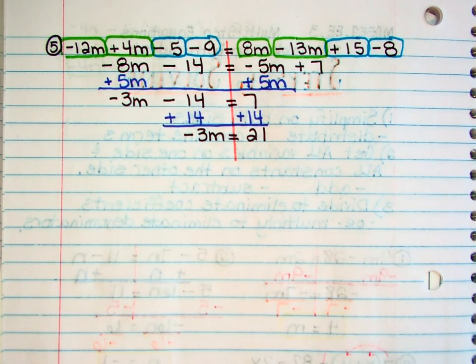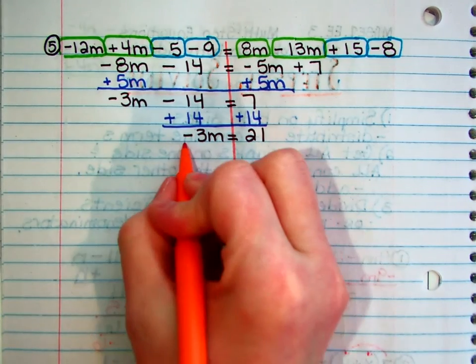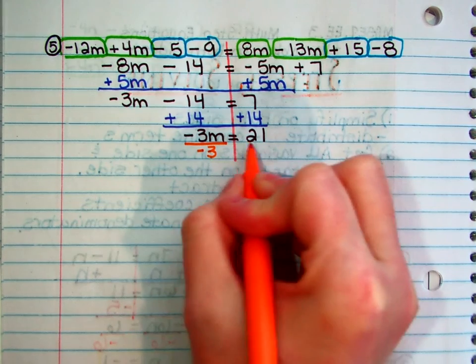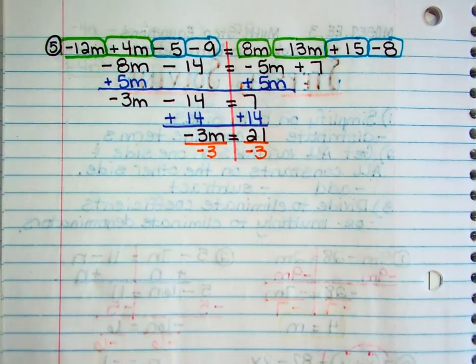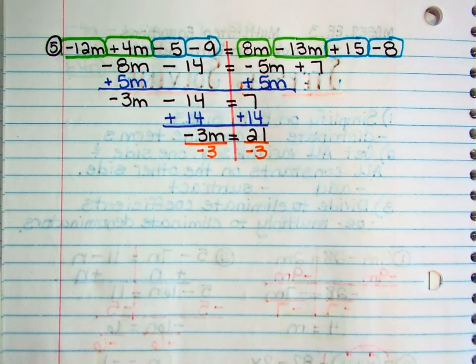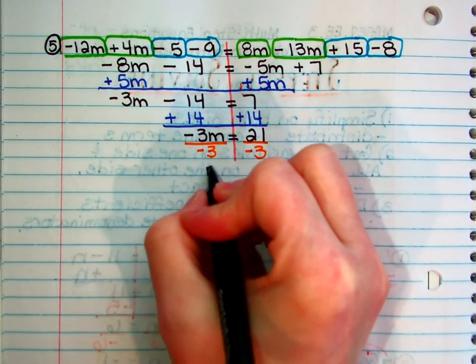And the last thing I need to do is divide both sides by my coefficient of negative 3. The value of m is negative 7.